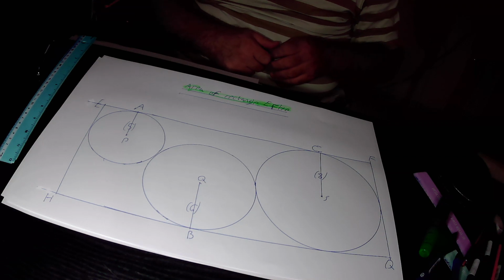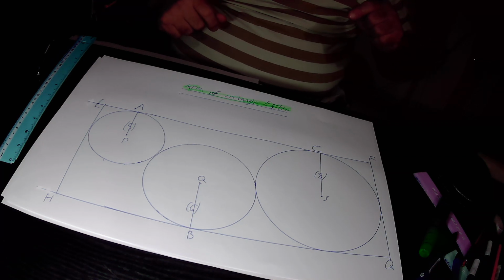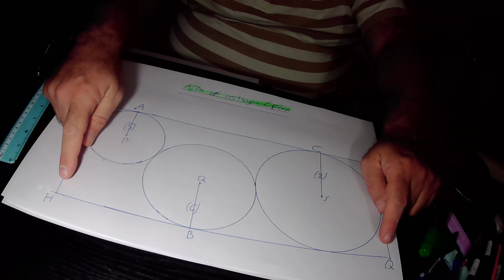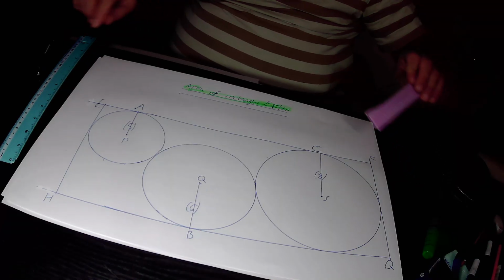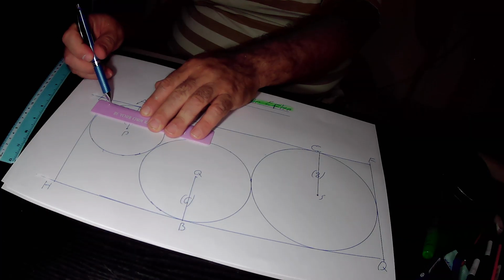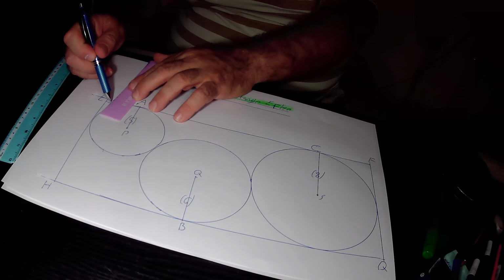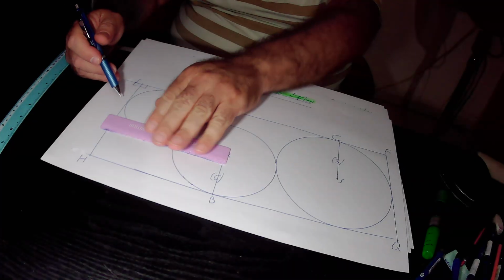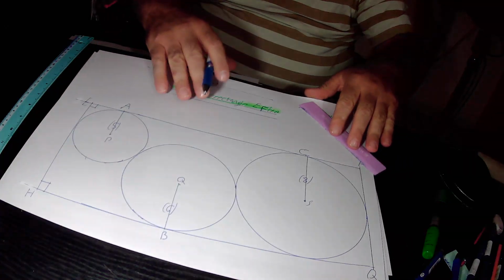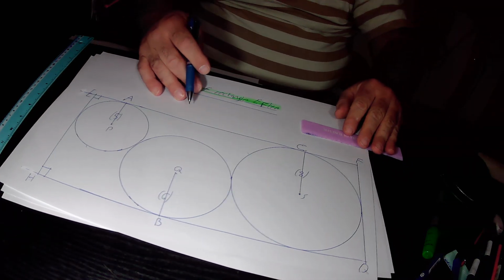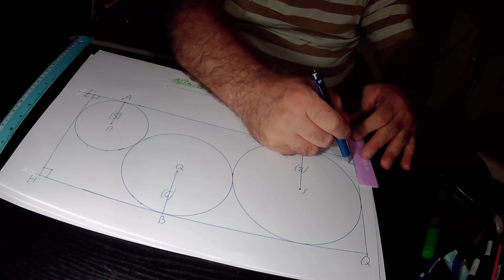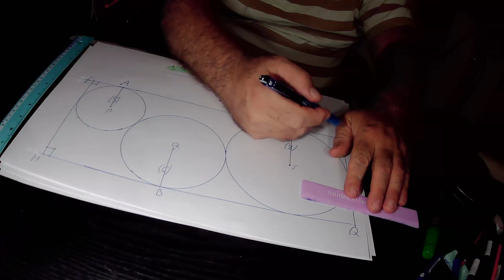So first of all, we know that all the angles inside the rectangle are right angles. So those four angles are all right angles. This angle equals 90 degrees in size. This angle is also a right angle. This is a right angle. And this is also a right angle.